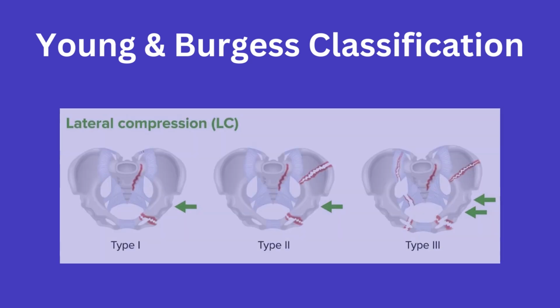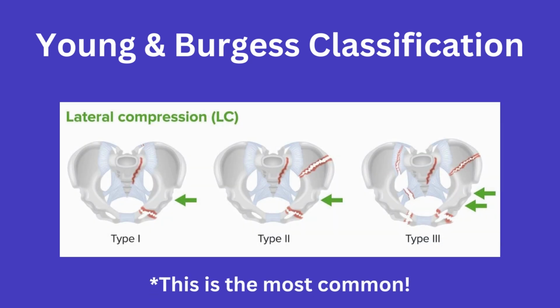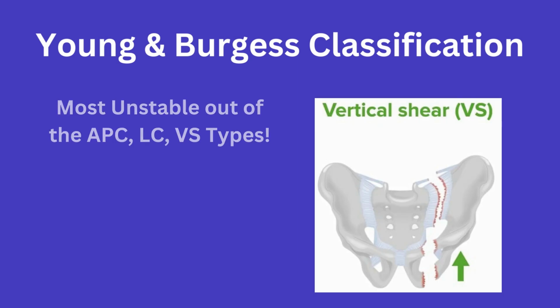For the LC group, there are also 3 types. An LC1 is stable and involves an oblique fracture of the pubic rami with an ipsilateral anterior compression fracture of the sacral ala. LC2 is rotationally unstable, involving a fracture to the pubic rami and a posterior fracture with dislocation of the ipsilateral iliac wing, also known as a crescent fracture. And LC3 is the most unstable and involves an ipsilateral LC and a contralateral APC type fracture.